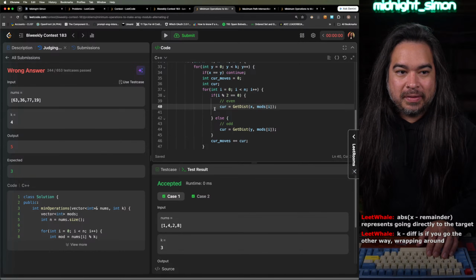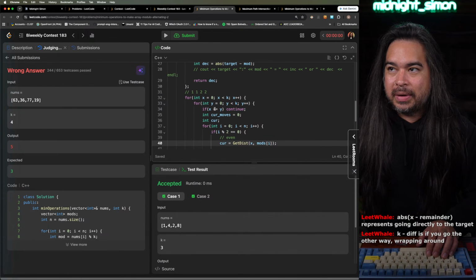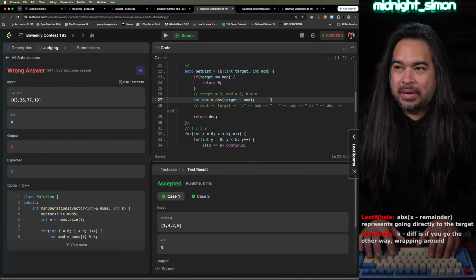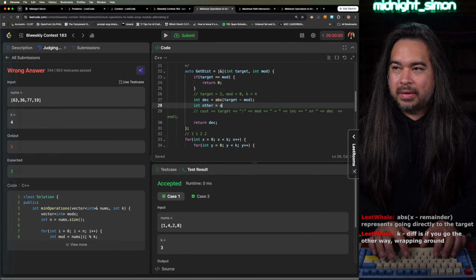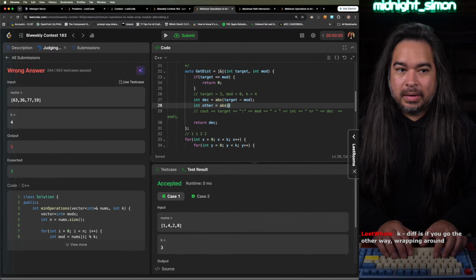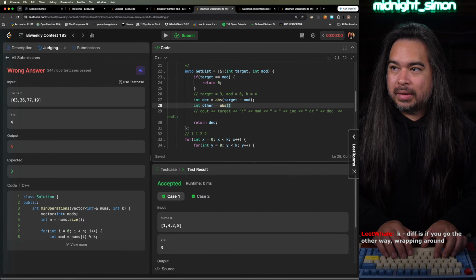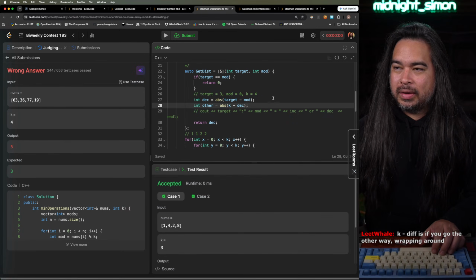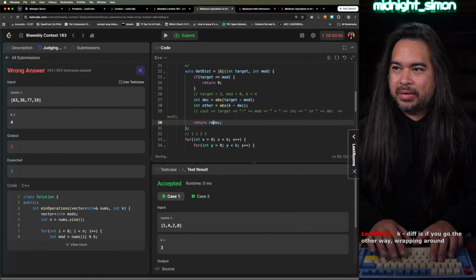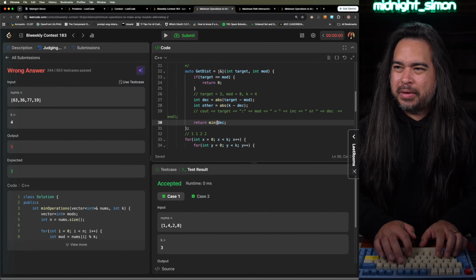K minus diff is if you go the other way. Oh, I see what you're saying. So you're saying like return the minimum of those.